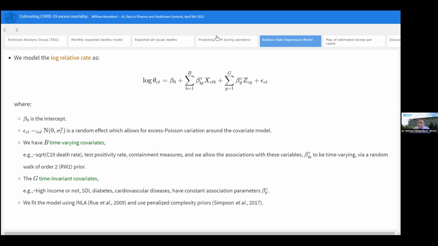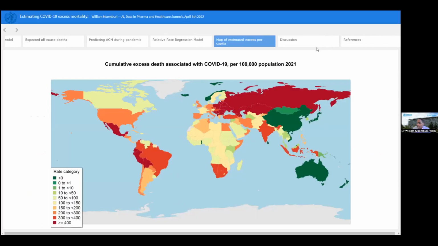We fit all of this in a Bayesian framework using INLA, the INLA package, and we also use the penalized complexity priors in the modeling. I'm not going to go in depth into the results. This is just a map that shows the cumulative excess death rates for the entire period up to the end of 2021. And we do see that there are a few places, Australia and New Zealand, where we're estimating very low excess mortality.